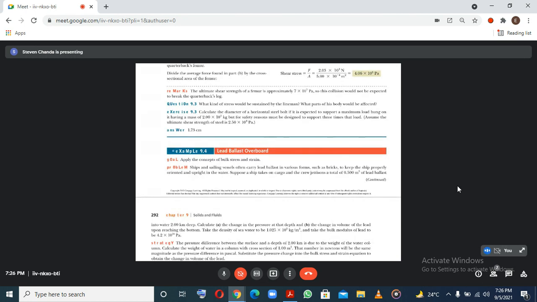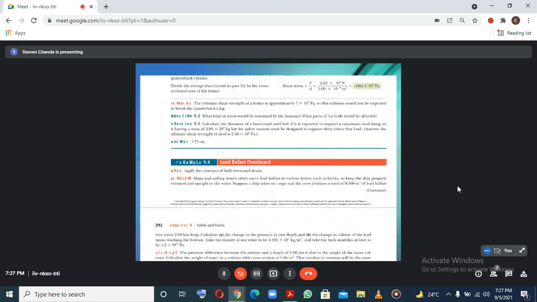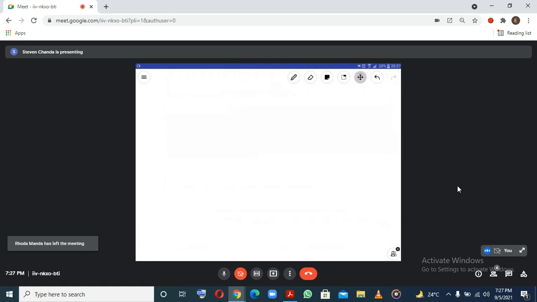So here the key thing is not to panic, just to go through this question step by step. One thing you first want to calculate: from this question you may see that we are looking at the pressure difference between the surface of the sea and a depth of 2 kilometers, and the pressure difference is going to be due to the weight of the water column.